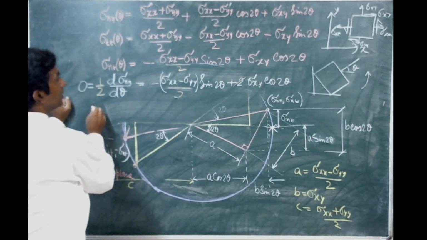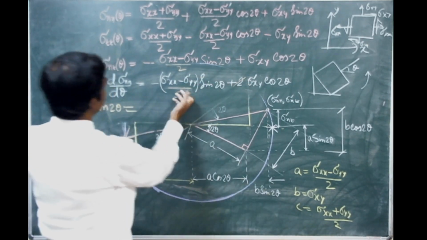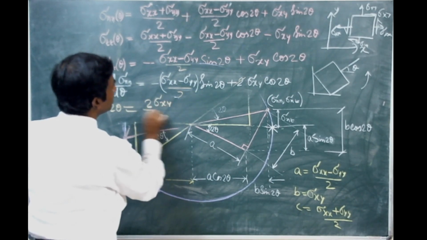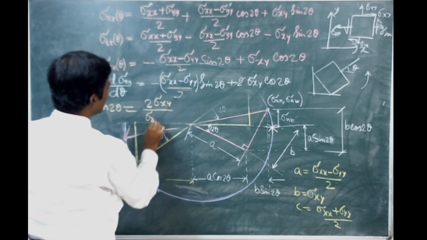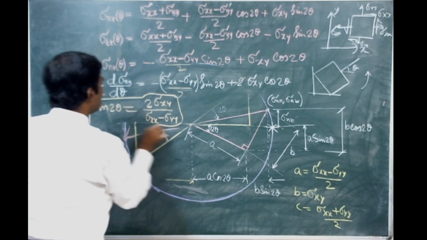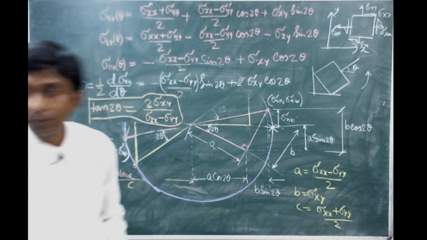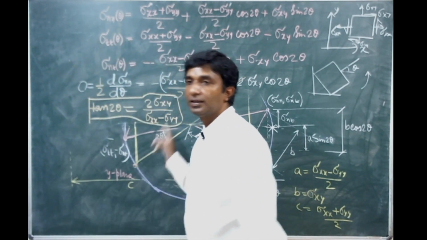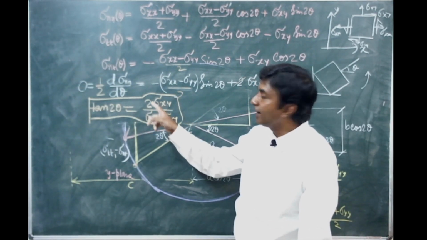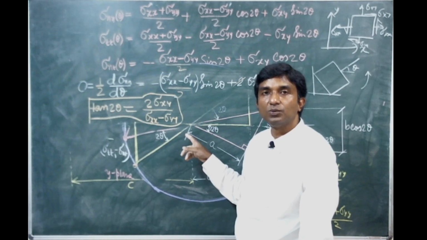So this means tan 2 theta becomes 2 sigma xy by sigma xx minus sigma yy. We arrive at some expression where, in order to identify the maximum or minimum value of sigma nn, you can identify that particular orientation by solving this equation.